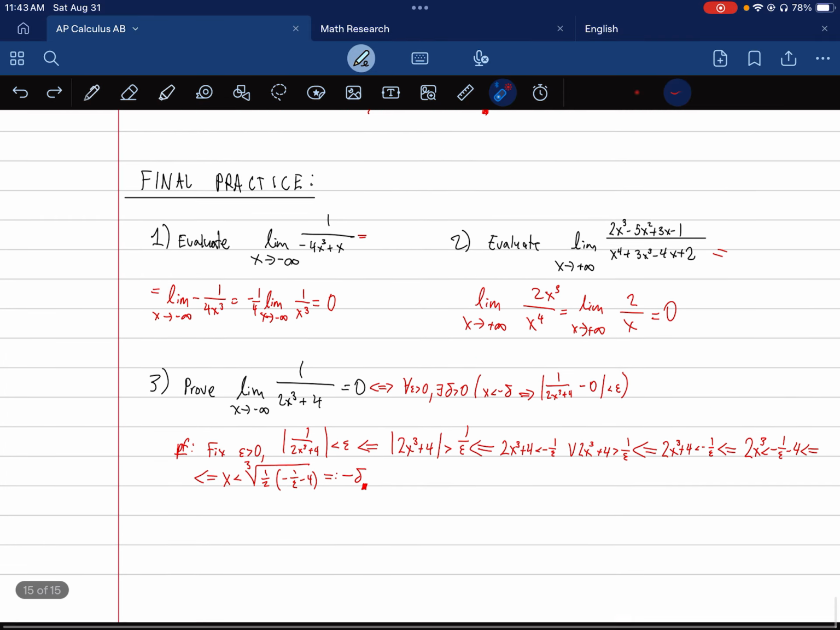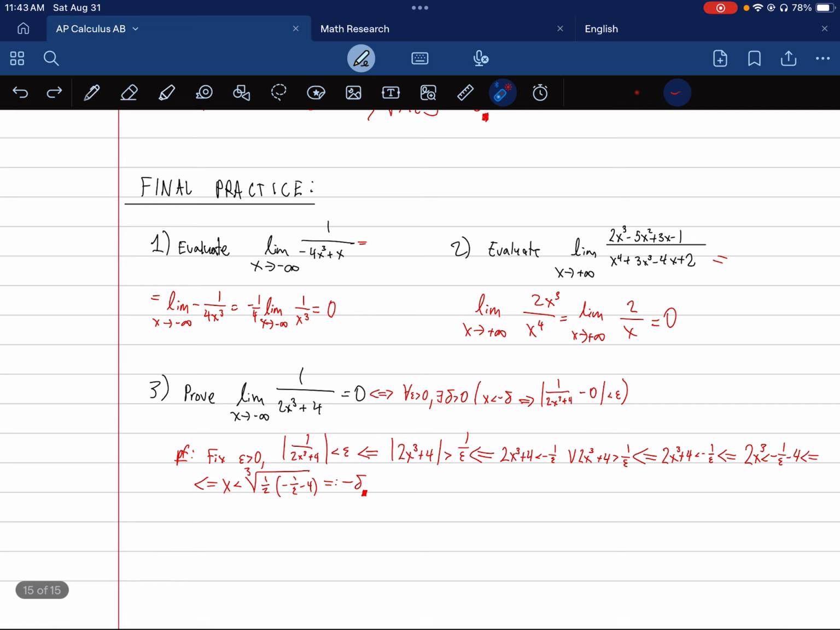So that's it for limit as x approaches plus or minus infinity. Hopefully this helped a lot in both evaluating and proving these types of limits.